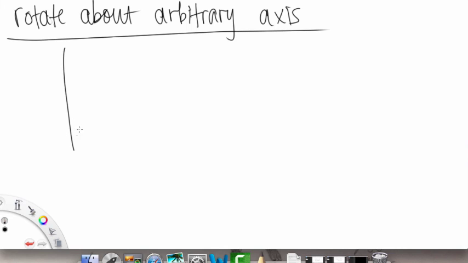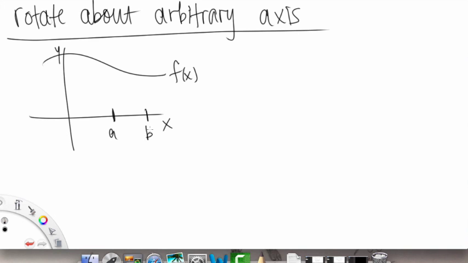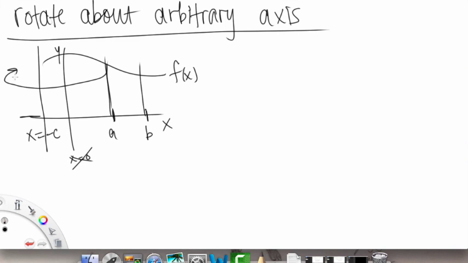So, for example, let's say we have a graph. This is x and this is y, and let's say we have our graph f of x here. And then here's a to b, a and b. There we are. And here's the region that we want to rotate. But now, instead of rotating it about the y-axis, we're not going to do that. Instead, we're going to rotate it around an axis, let's say, x equals negative c, instead of x equals 0. We're not doing that one anymore. We're going to rotate this around here, okay?